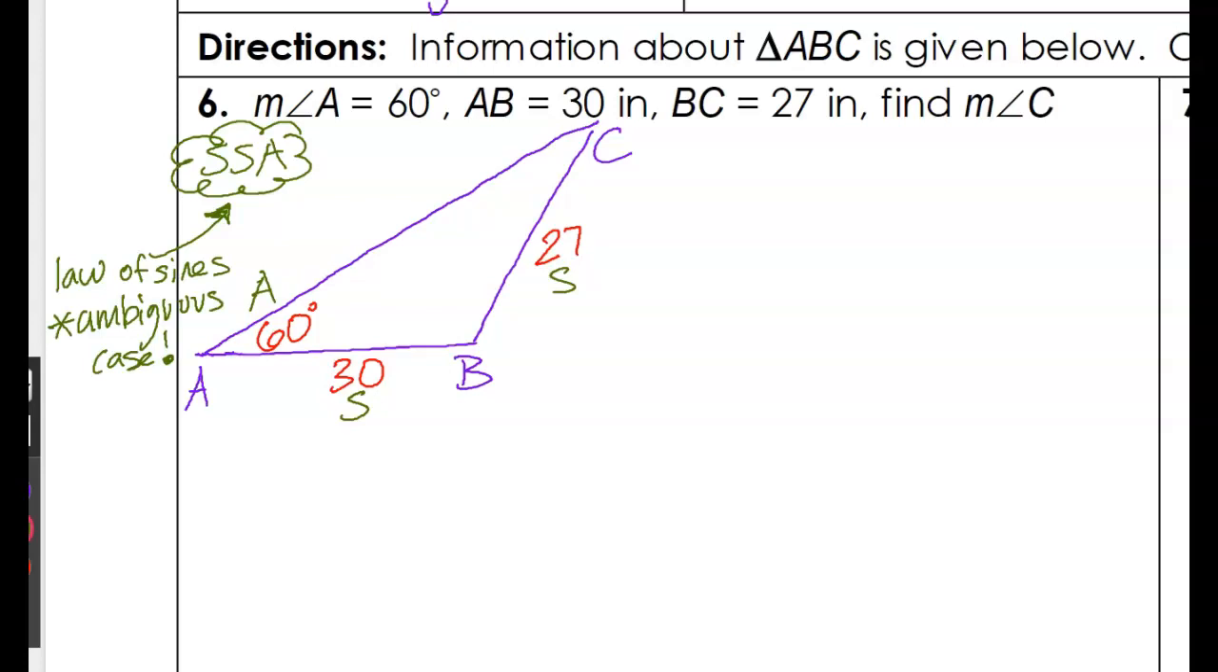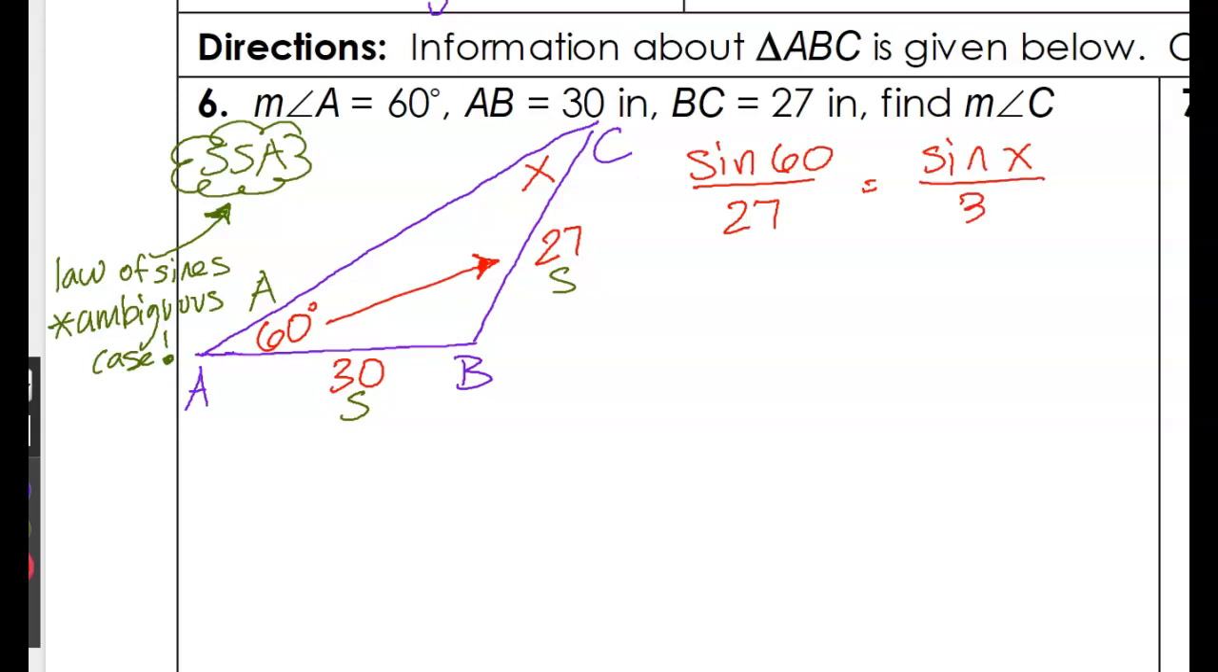All right, so you start solving this the exact same way that we did before. We're trying to solve for the measure of angle C, so that's our x. We put the sine of an angle over the side across from it. So sine of 60 over 27, set equal to sine of the angle we're trying to solve for over the side across from it, 30. And when we cross multiply here, we get sine of x is equal to 30 times sine of 60 divided by 27.